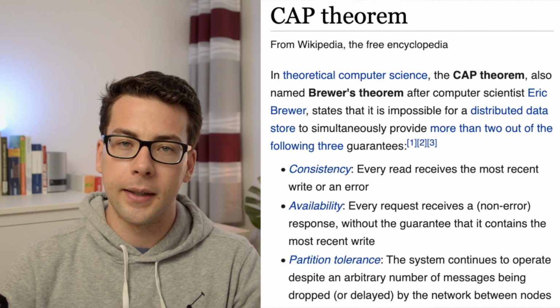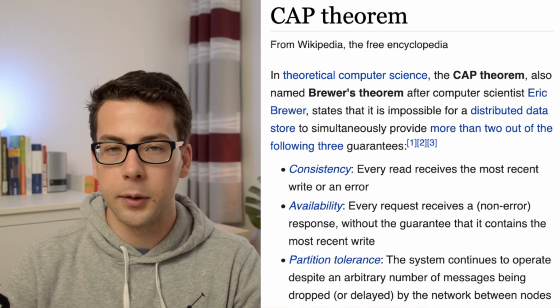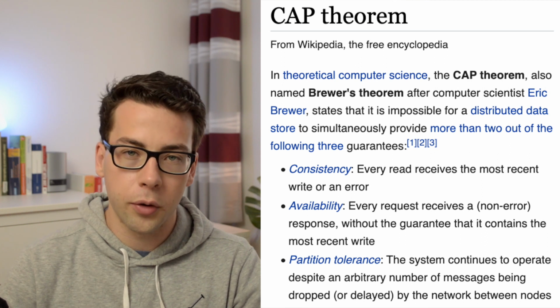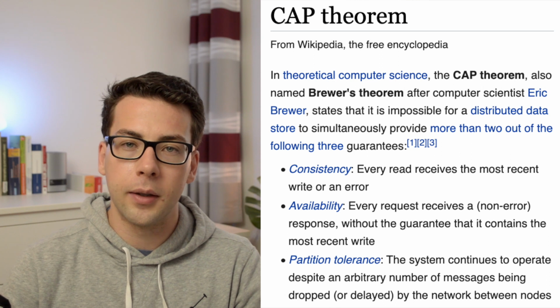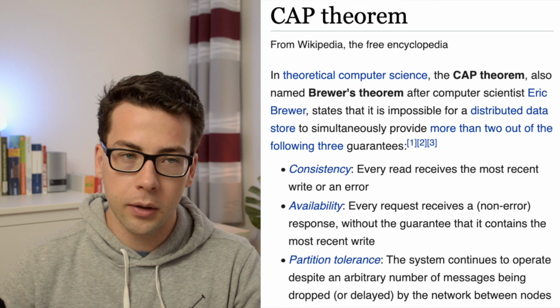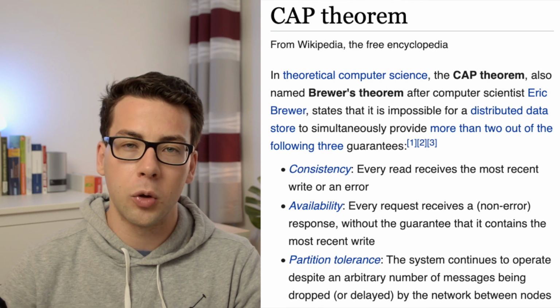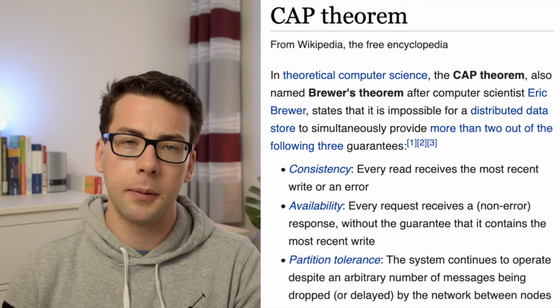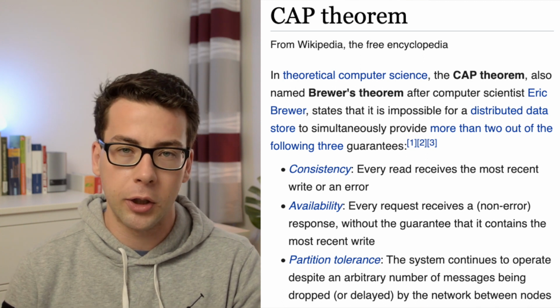So now that we have an intuition of what the CAP theorem is trying to tell us, let's put it in a more formal way. According to the Wikipedia definition, the CAP theorem states that it is impossible for a distributed data store to provide more than two of the following three guarantees. First, consistency: every read receives the most recent write or an error. Second, availability: every request receives a response without the guarantee that it contains the most recent write. Third, partition tolerance: the system continues to operate despite an arbitrary number of dropped messages in the network.